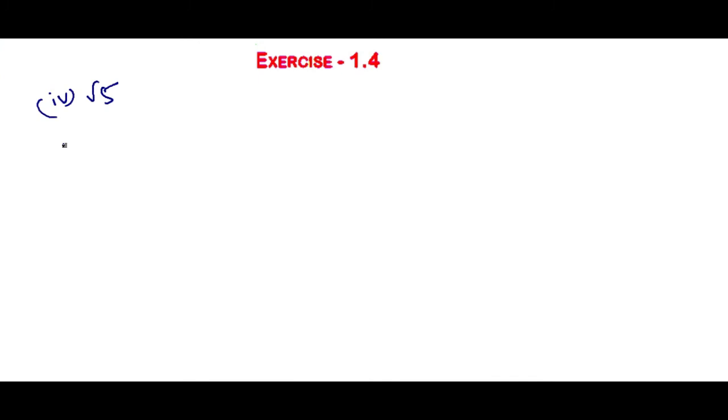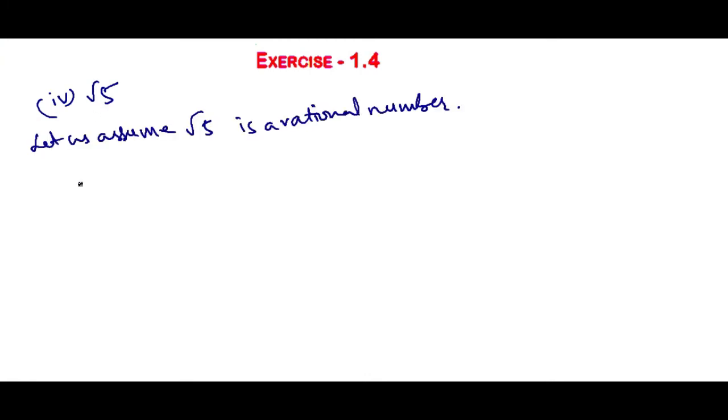So to prove root 5 is an irrational number, first we need to take our assumption: assume root 5 is a rational number. If it is a rational number, root 5 will become a by b. So what is this condition? a and b both are integers and b is not equal to 0. It is the condition of a rational number.